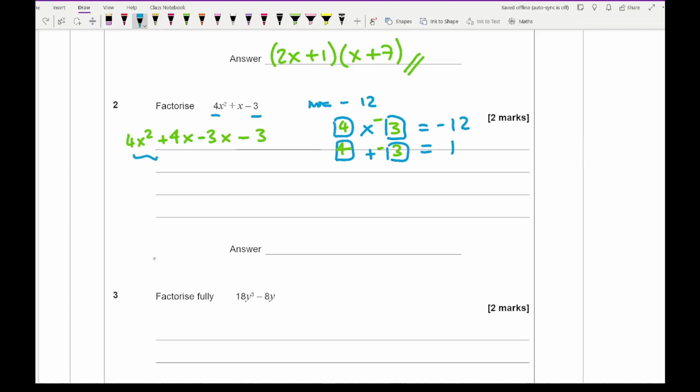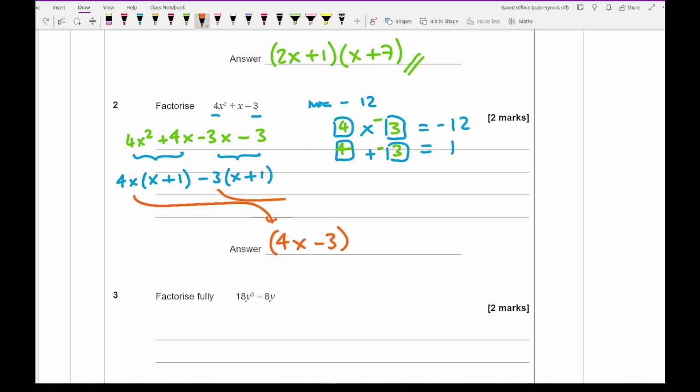Then factorising the pairs, I get 4x and then x plus 1, and minus 3 times x plus 1. Both brackets are the same, so it looks all good to say that I've done it correctly. So one bracket is going to be 4x minus 3, and the other bracket is going to be x plus 1.